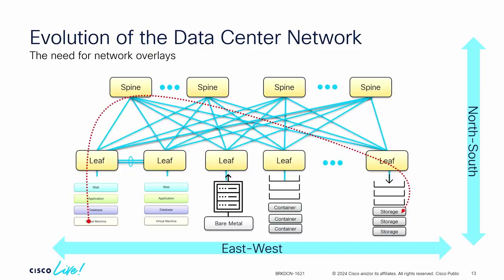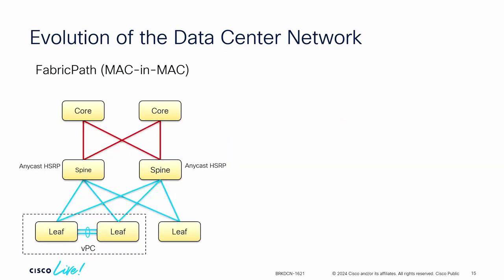If I still wanted to leverage things like layer 3, I didn't want to always have to trombone and hairpin back to my distribution layer switches. How can I actually take advantage of that? So what Cisco did, many moons ago, is create a technology called Fabric Path.